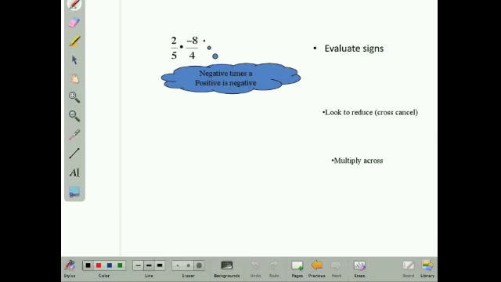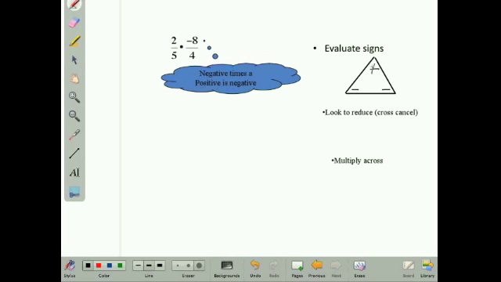All right. The first thing I like to do is evaluate my signs. And to illustrate it, I'm going to use a pyramid. And inside that pyramid, I'm going to put a positive sign, a negative sign, and a negative sign.